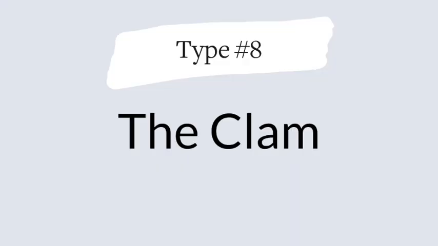All right, we're on to type number 8. Our final type, the Clam. You go inward during conflict. You may stop talking and stop making eye contact even. No matter how hard your partner pushes, you're going to stay shut down. So the strengths are that you don't lash out at your partner, and you do tend to get over things if you have a bit of time to yourself.